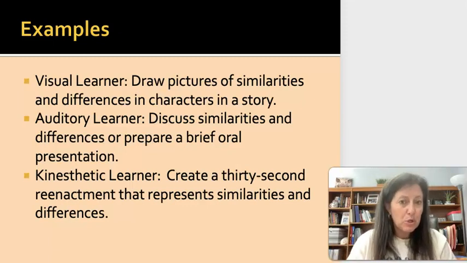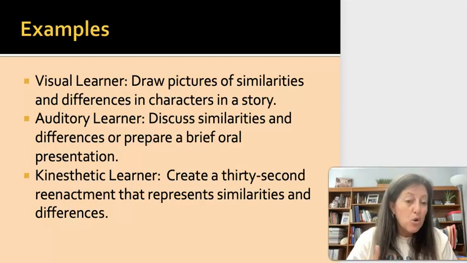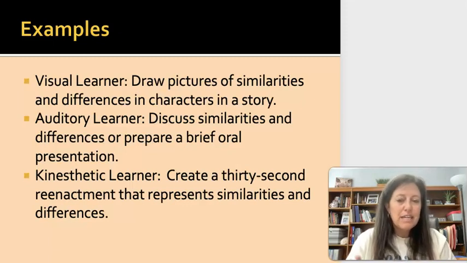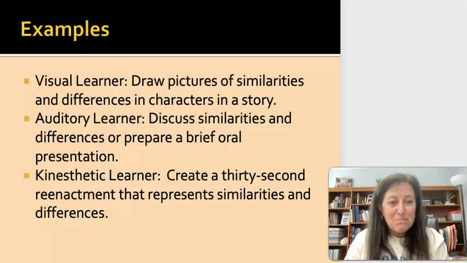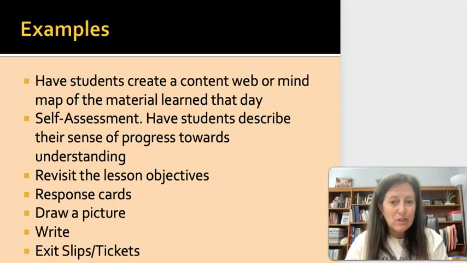If you've got a visual learner, have them draw pictures of similarities and differences of a character that you read about that day in a story. Or if it's an auditory learner, have them tell you about the similarities and differences, or prepare a quick little snapshot of what they would say and tell the class or a group of students. If you have a kinesthetic learner, create a 30-second reenactment that represents the similarities and differences.